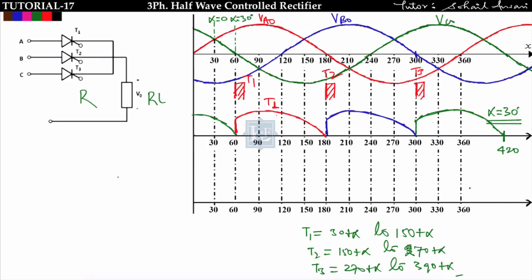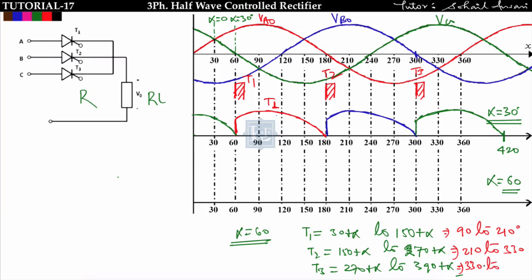Okay. Now see what is happening when I take alpha equal to 60 degree. When alpha is equal to 60 degree, tell me the conduction angle of thyristor. For alpha equal to 60 degree, thyristor T1 will conduct from 90 to 150 plus 60, that is equal to 210. Now thyristor T2 will trigger from 150 plus 60, that is 210, to 330 degree, so 270 plus 60, that is equal to 330. And thyristor T3 will trigger from 330 degree to 390 plus 60, that is equal to 450 degree. This is the conduction angle of thyristor T1, T2 and T3.